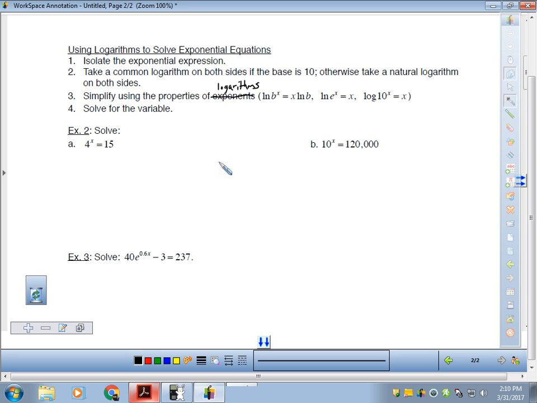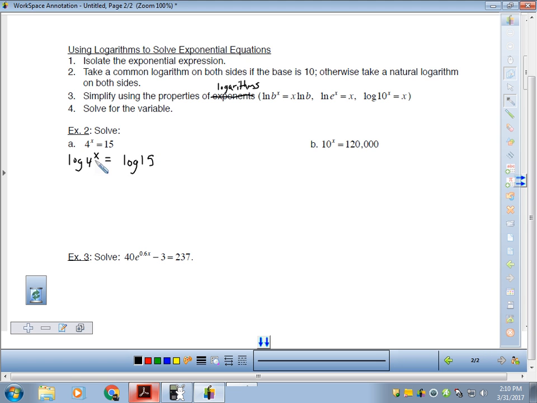So let's look at some examples of this. Example 2a, we have 4 raised to the x power equals 15. Is there a common base for 4 and 15? No. So we're going to try and solve this with logarithms. We isolate the exponential, which in this case is already isolated. So then we're going to take a log on both sides. So log of 4 to the x equals log of 15.